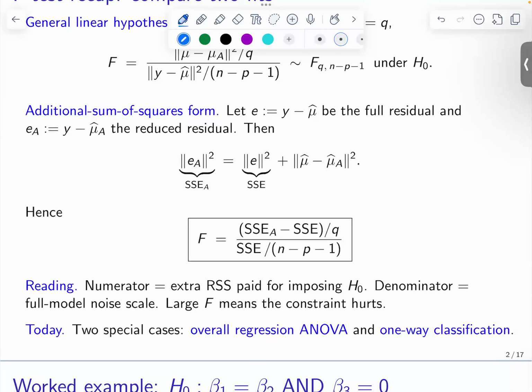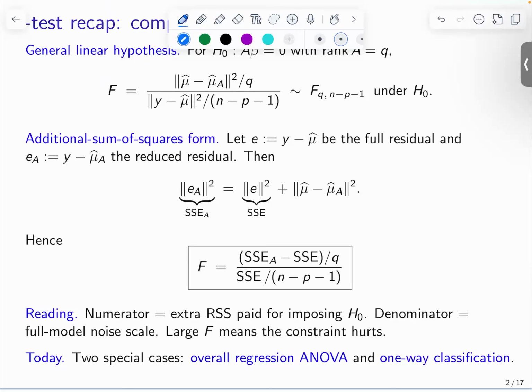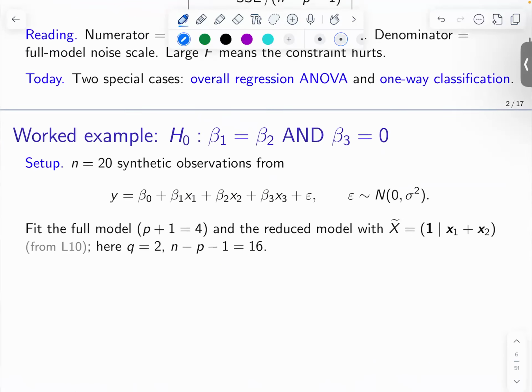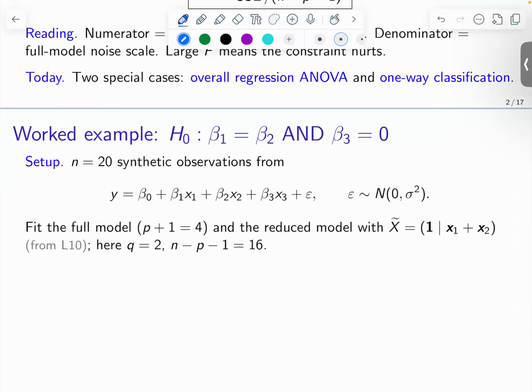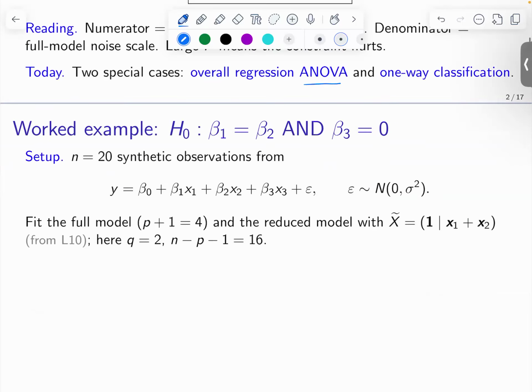And so today is basically almost nothing new. We're just going to see examples of this, which have specific names, special cases. Once you understand the full picture, these are examples you can actually work out yourself, but because they're so common, we're going to do it through them. The first one is testing for the strength of the overall regression model, sometimes called ANOVA. The other is one-way classification, another form of ANOVA, which is what your book calls ANOVA, that we'll see.